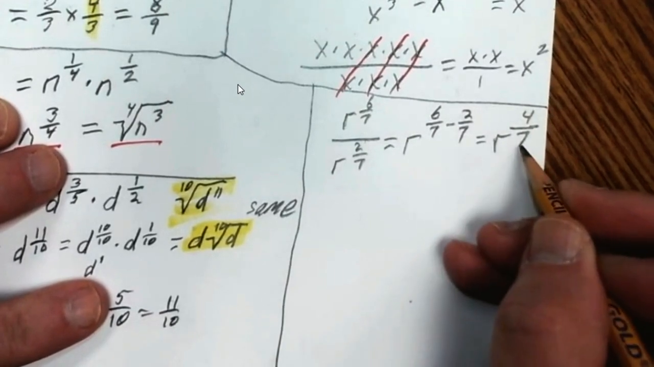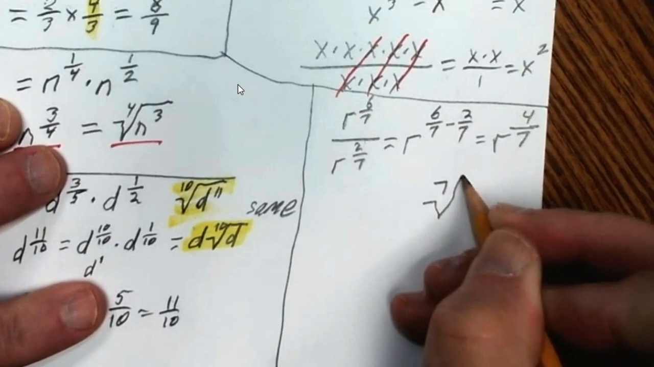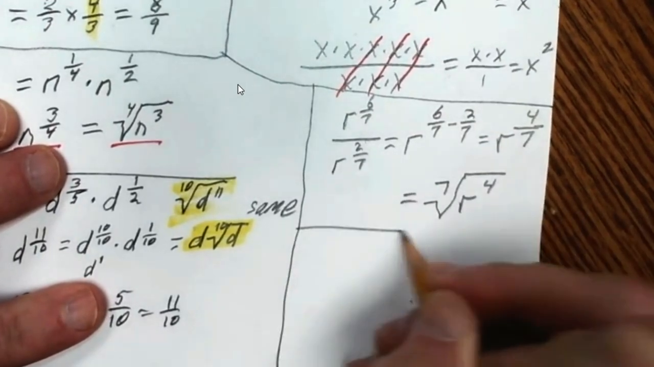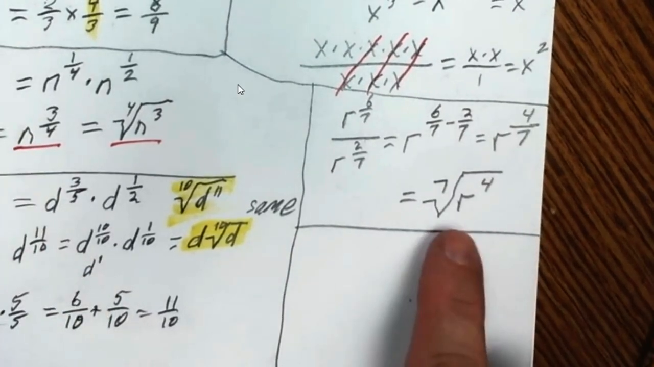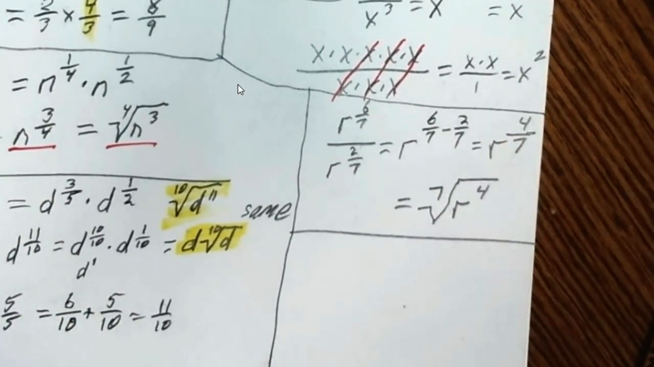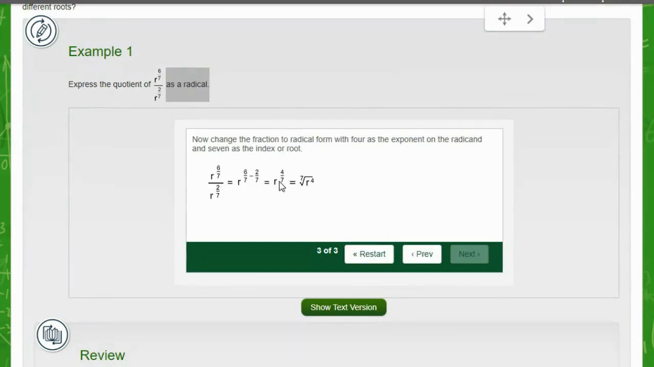So for a radical, the number on the bottom is outside, and it's R to the 4th. All right, so that's as a radical. Same number. If this is a rational exponent, that's a radical. So we can't forget what they want. They want it as a radical. So they've got R to the 4/7, and then they convert that 4/7 to the 7th root of R to the 4th power.